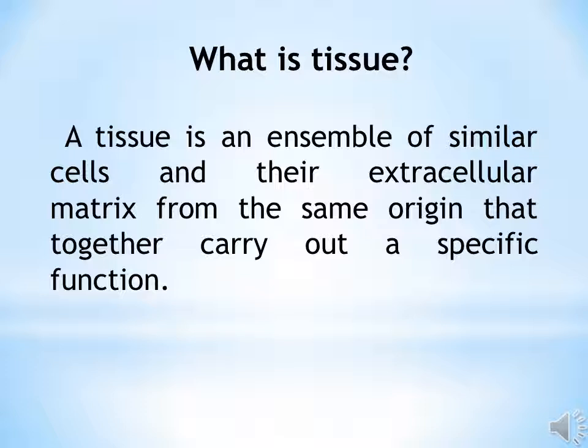Similarly, a few tissues of different types come together to form an organ, and organs come together to form organ systems, which in turn form an organism. So, defining tissue, we can say a tissue is an ensemble of similar cells and their extracellular matrix from the same origin that together carry out a specific function.